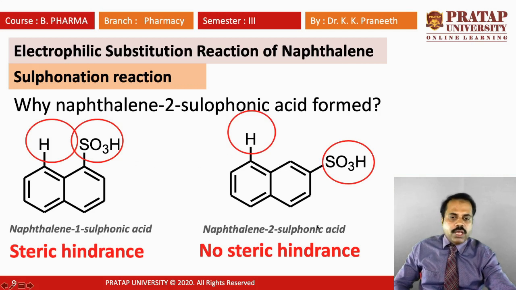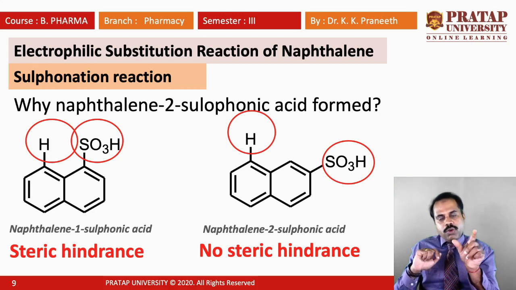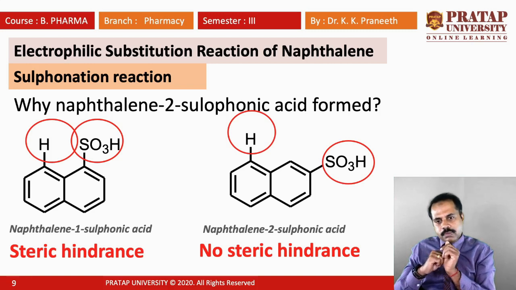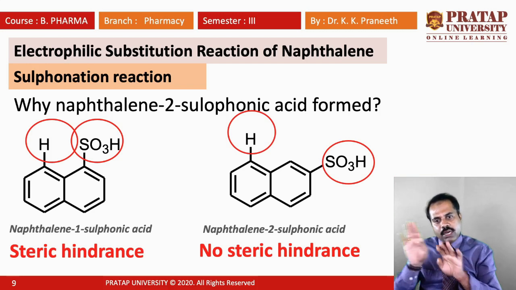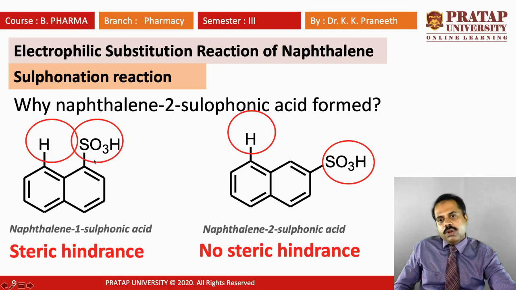Because of this reason, for the sulfonic acid case, 2 sulfonic acid is possible. This sulfonic acid is having 5 atoms. But for small groups like chloro, bromo, even nitro, there is not much interaction between the hydrogen and the other group like chloro. We will see that in the next class. Why is the nitro preferred at the first position? Because there is not much interaction compared with the sulfonic acid. This is why in the case of sulfonation reaction, it is also easy to prepare naphthalene 2 sulfonic acid.